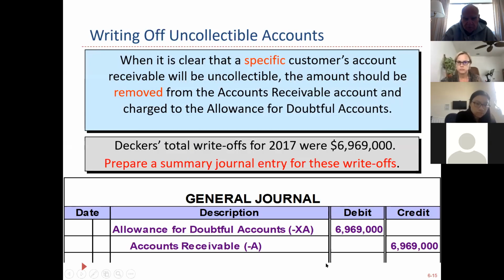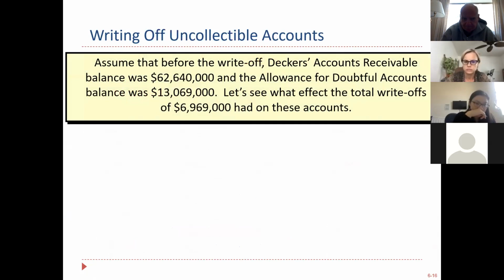So all we're doing here is we're using this allowance account to record the other half of the write-off. We are reducing accounts receivable with that number, and we are reducing the allowance account, which is a contra receivable item with a credit balance. So here they're giving us an assumption. AR was 62 million. The allowance was this. And now we're going to write it off.